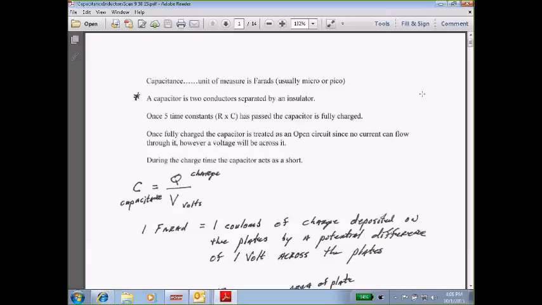A capacitance is equal to the charge divided by the volts. Now, charge is kind of like current. It's actually not current, but it's similar to current, and we'll see how we can make that similarity when we do a few calculations after a while. And 1 farad is equal to 1 coulomb of charge deposited on the plates by a potential difference of 1 volt across the plates.